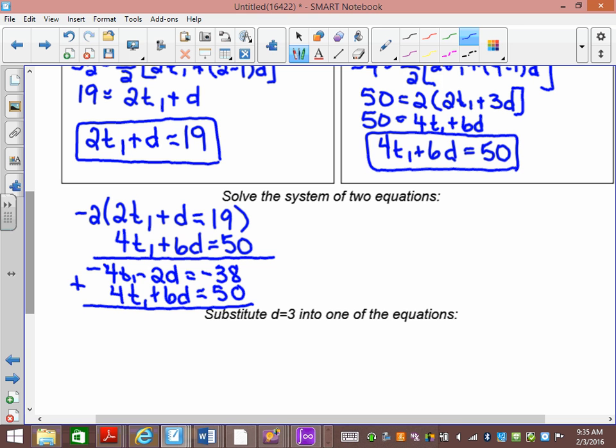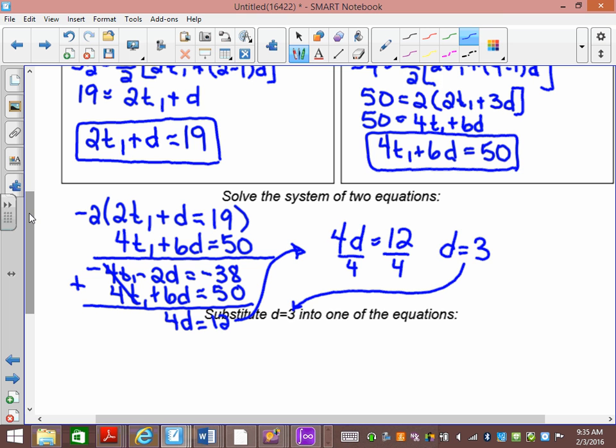When we add them, these cancel, and I'm left with 4d equals 12. Divide by 4, d equals 3. So then I substitute d equals 3 in. However, if you would have gotten the d's to be the same, then you would substitute t in, right? So it doesn't matter. It's up to you.